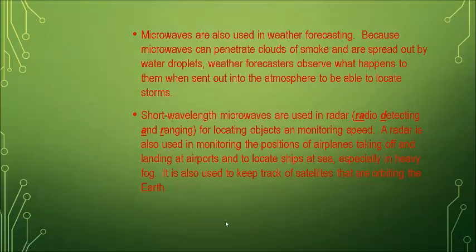And another thing, the short wavelength microwaves are used in radar, diba? So within the microwave group, there are longer wavelength microwaves and shorter wavelength microwaves, okay? So yung shorter wavelength microwaves are used in radars, okay? Radar stands for radio detecting and ranging, okay? So the most common use of the radar is for locating and monitoring speed.